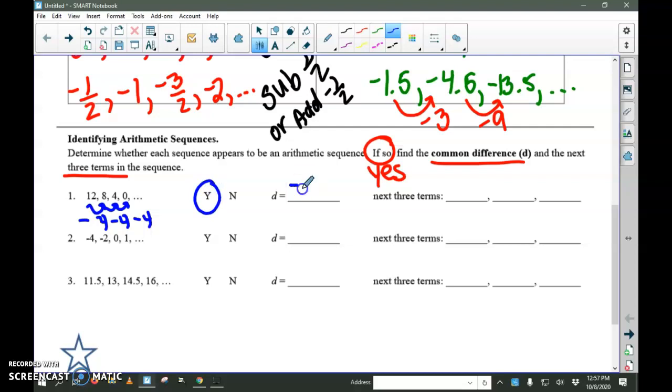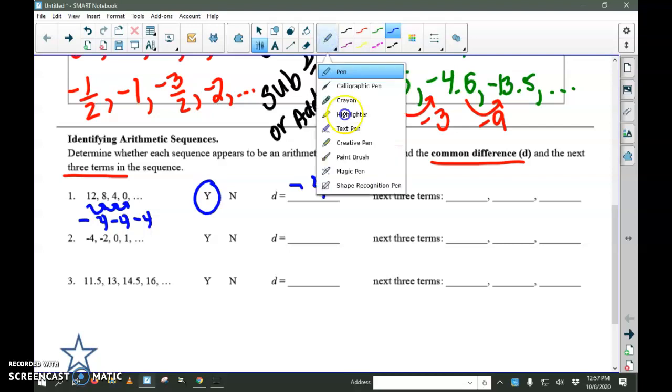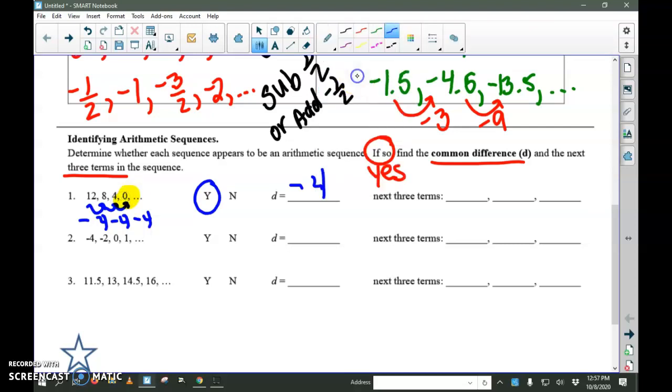The common difference is the number I'm adding or subtracting. I'm subtracting 4, so that represents my common difference. The next 3 terms would be me starting here at 0 and continuing this pattern. If I continue this pattern of subtract 4, I would have negative 4, negative 8, and minus 4 would give me negative 12. Okay?